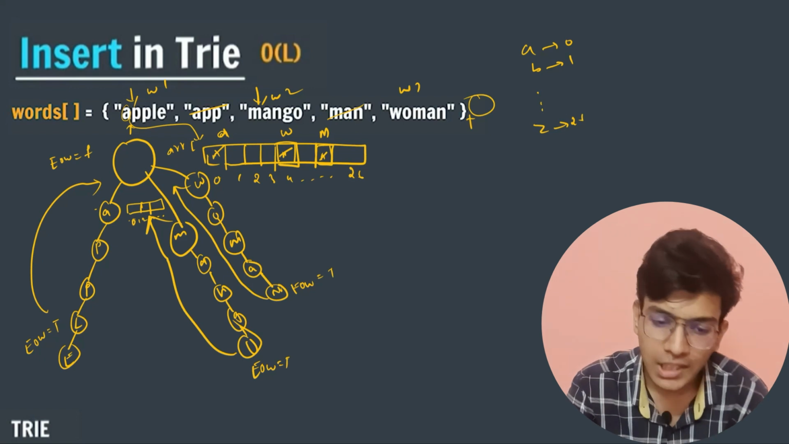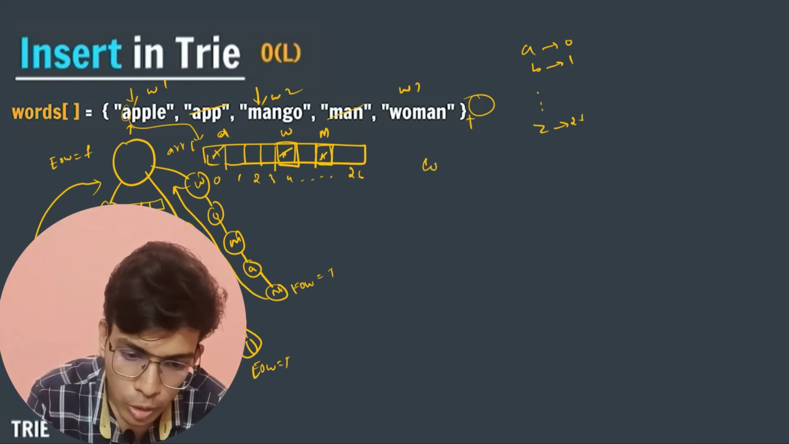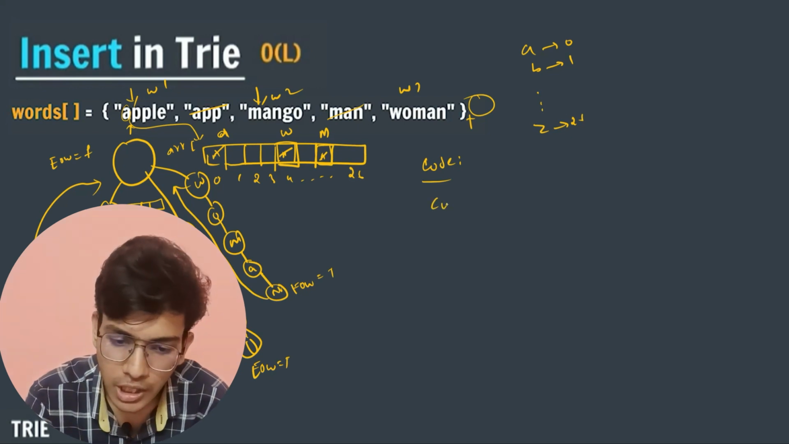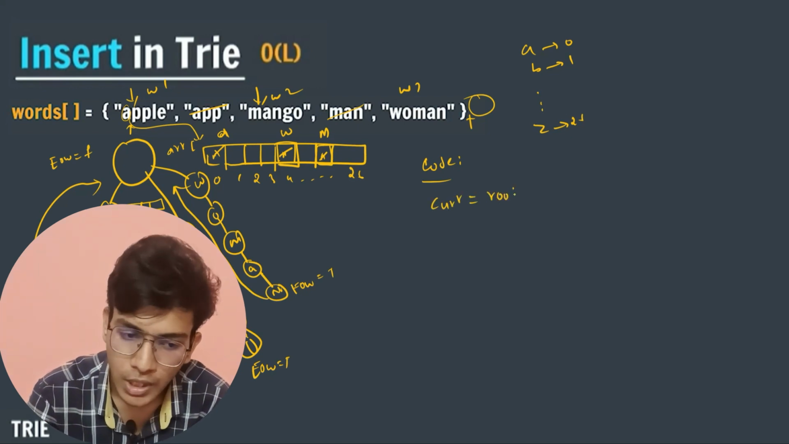So let me write the pseudocode here. The pseudocode will be, first of all, I will create a current node. Initially, I will create a current node. Here I will store the root value, right?